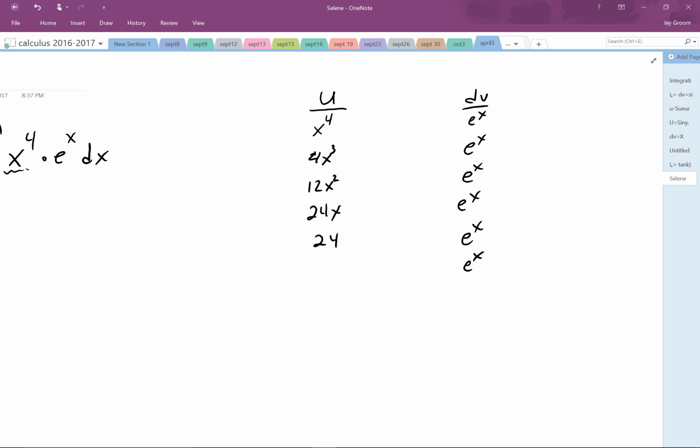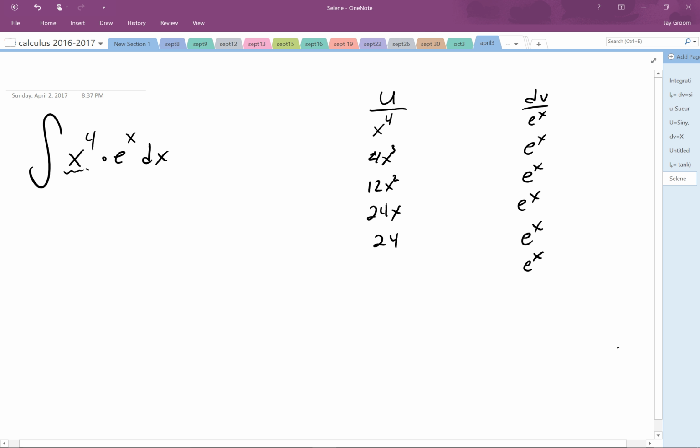What this is called, and this was taught to me after college, I don't think I learned this in college, I think I always do it the hard way. This is called the tabular method, which is pretty cool. Just a pretty fun way of doing it.